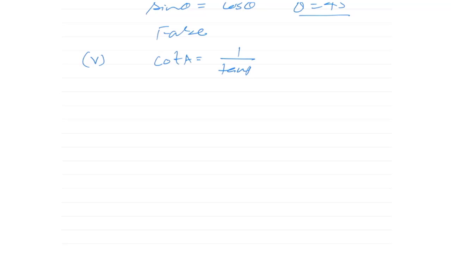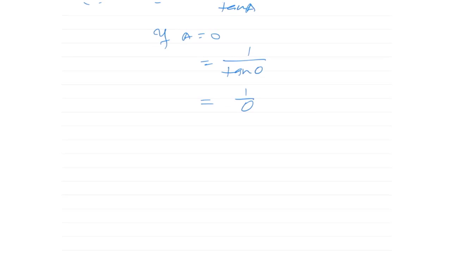And in the fifth part, cot A is not defined for A equal to 0. We know that cot A is equal to 1 upon tan A, and if A is equal to 0, 1 upon tan 0 is equal to 1 upon 0, which is undefined. Therefore, cot A is not defined for A equal to 0. So the fifth part is correct. So this is true.